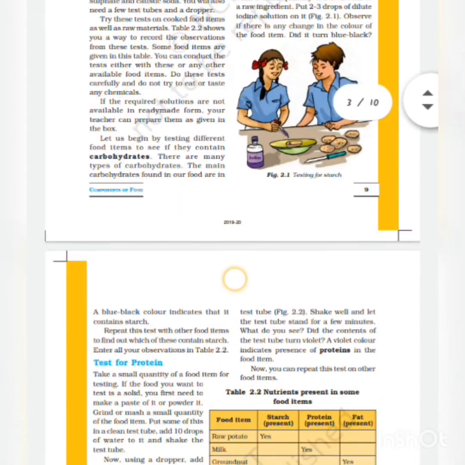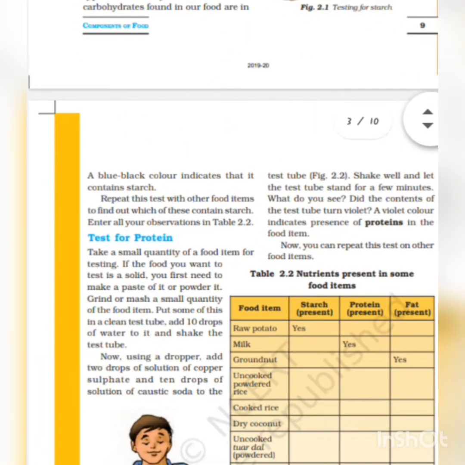Okay, you can check this test with other types of food, so that you can check whether this food contains starch or not.